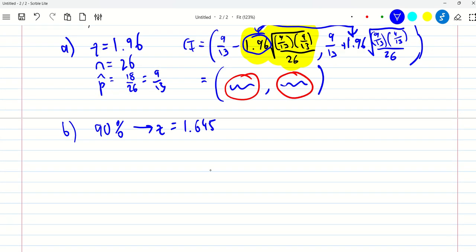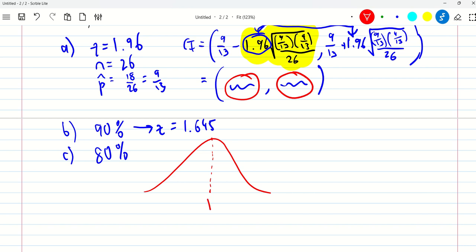The most interesting one here is one that's not standard, right? So when it's 80%, you just need to think a little bit. How would you go about doing this? You need to find what the Z score is for an 80% confidence interval. So if you've got your P hat in the middle, and we want an area of 80% in the middle, you have to think about what the Z score is. There's going to be 20% in the tails. So that means there's going to be 10% in the top tail and 10% in the lower tail.